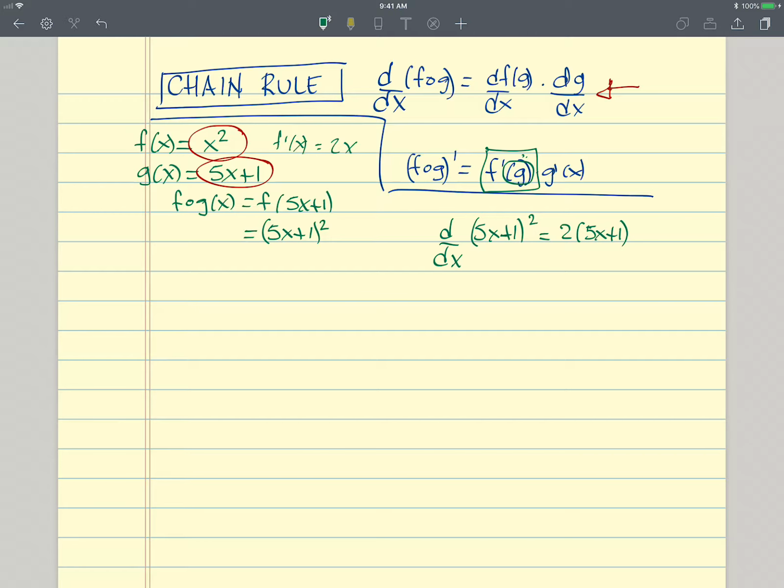It's still a composite function of f prime, where your input is g. And then the derivative of g, in this case, is 5. So you have to multiply by 5. So your final answer would be 10 times (5x plus 1). If you distribute that or not, it shouldn't be a problem.